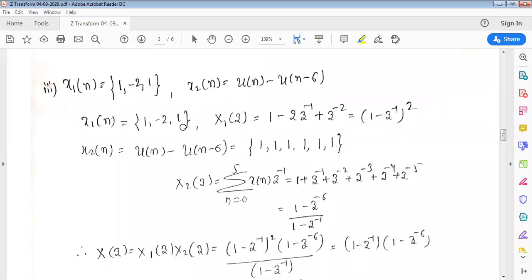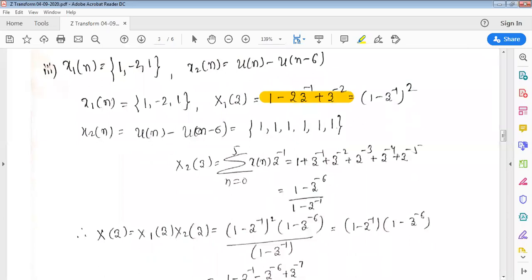So what we will do is take x1 of n, obtain x1 of z. What is x1 of z? Summation of x of n into z power minus n, for n equal to 0, 1, 2. So 1 into z power 0, minus 2 into z power minus 1, plus 1 into z power minus 2. That is what I have written. See here, this can be written as 1 minus 2x plus x square, that is 1 minus x whole square. Instead of x, whatever I have is z inverse. Therefore, I have written it as 1 minus z inverse whole square.